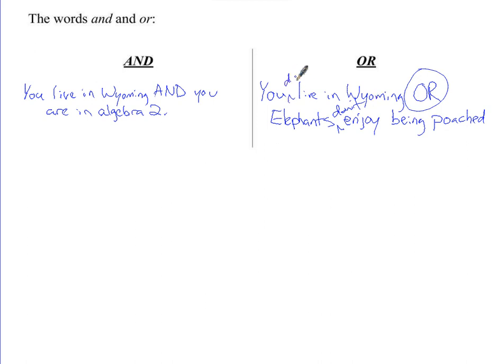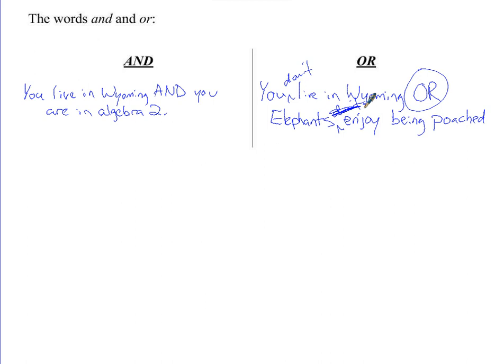If I wrote "you don't live in Wyoming" or "elephants don't enjoy being poached," now this part is false, but this part is true. So therefore the whole statement is true. If I get rid of the "don't" here, "you don't live in Wyoming," false, or "elephants enjoy being poached," also false. So now this statement is false. That's how we use "and" and "or" in the English language. You probably never really thought about that before, but that's how it's used.